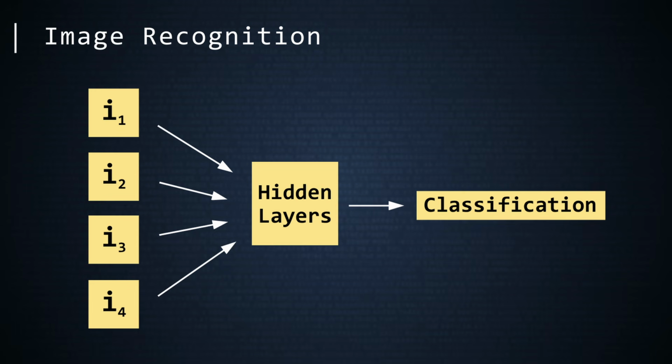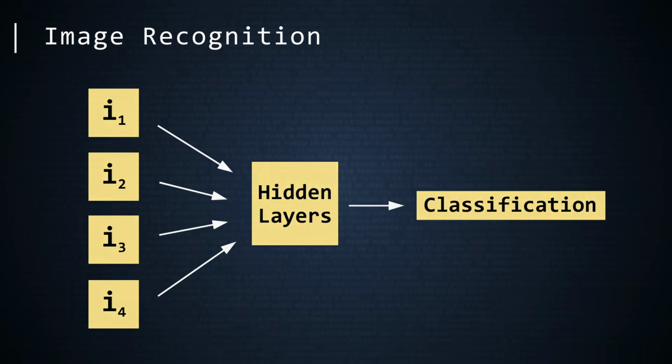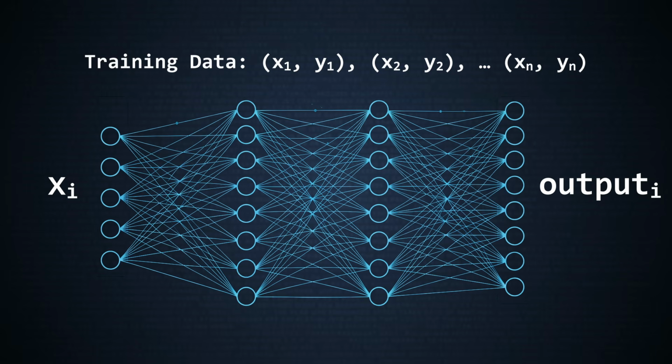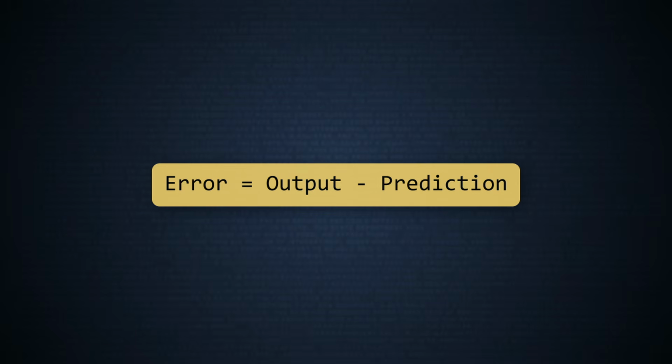But how do we teach a neural network to actually perform this task well? The key is to use examples, lots of them, where we already know the correct answer. By showing the network thousands of prepared examples, we can gradually adjust its weights and biases to improve performance. This adjustment process is called supervised training. After each prediction, the network calculates an error, called a loss value. This quantifies the difference between its prediction and the true answer. The goal in training is to minimize this loss.